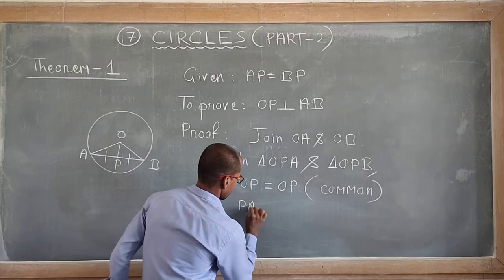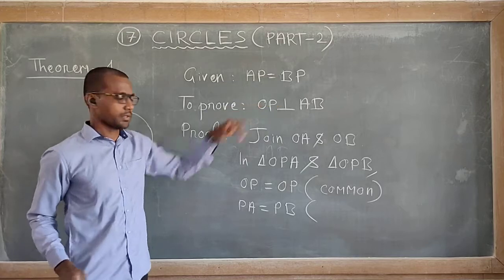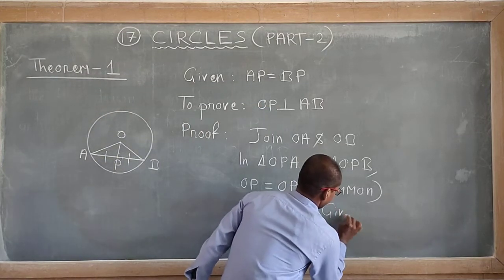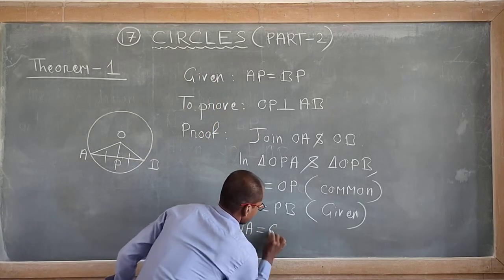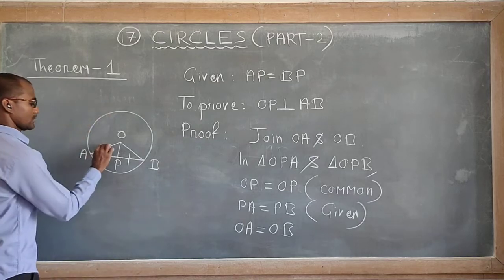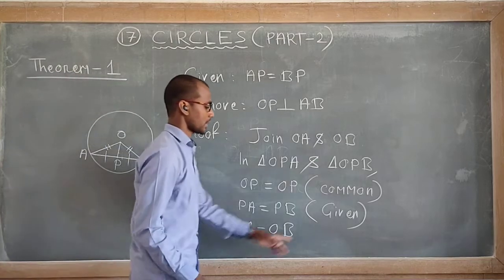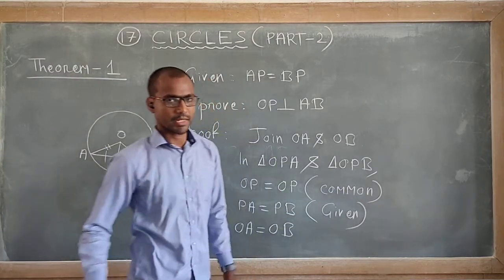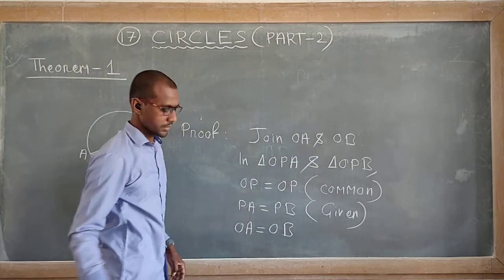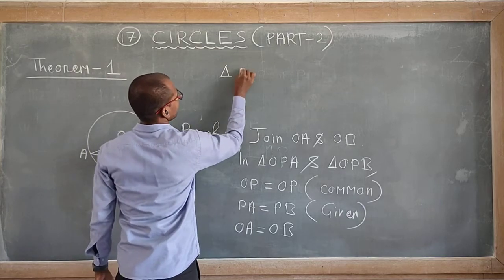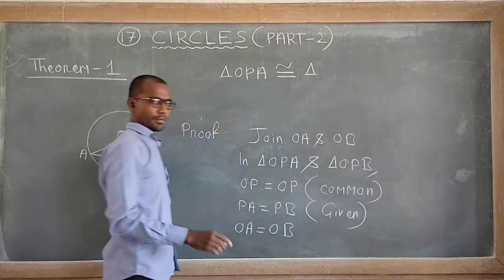Then PA is equal to PB, already given. Then OA is equal to OB. Why? Because both are the radii of the same circle. So here you can write radii of the same circle. So the two triangles OPA and OPB are congruent to each other.